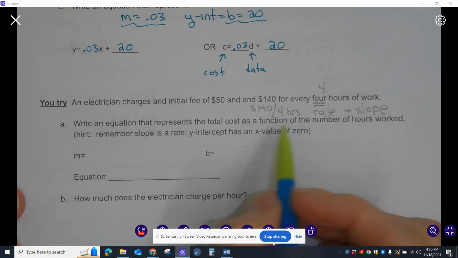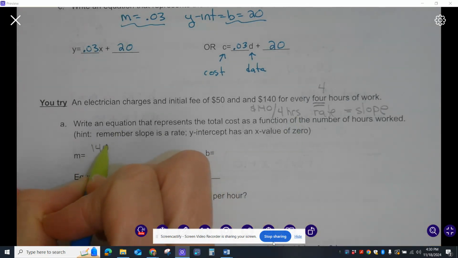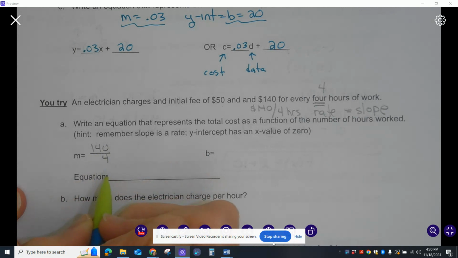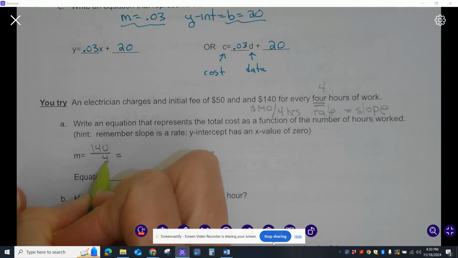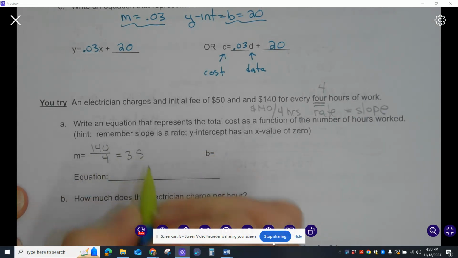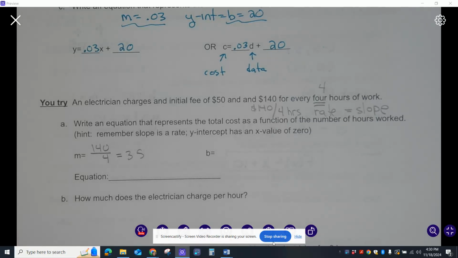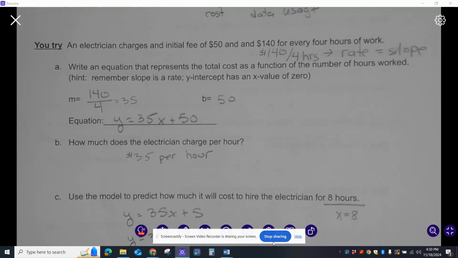Rate is slope, so your slope is 140 over 4. Now you can simplify that because 140 divided by 4 is 35. Okay, I'm going to see if you can find the y-intercept, write an equation, and maybe answer those 2 questions. I'm going to tell you to pause the video and work on that one. Okay, we'll go over that.